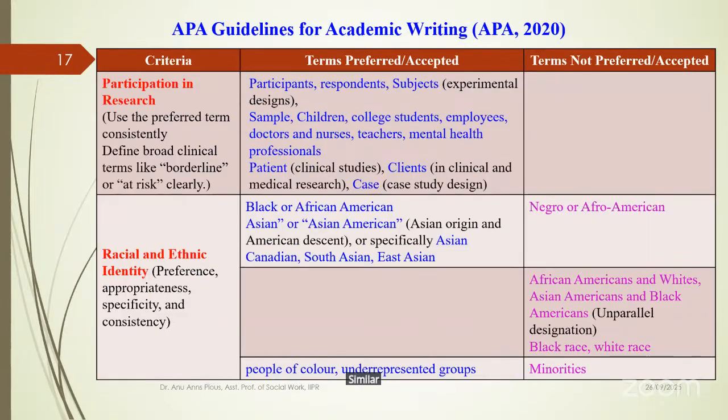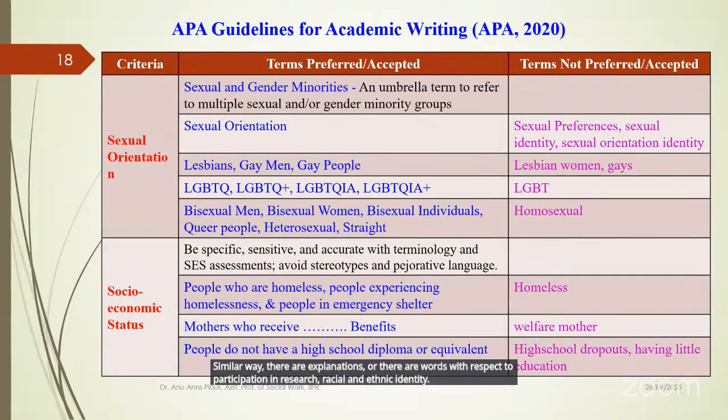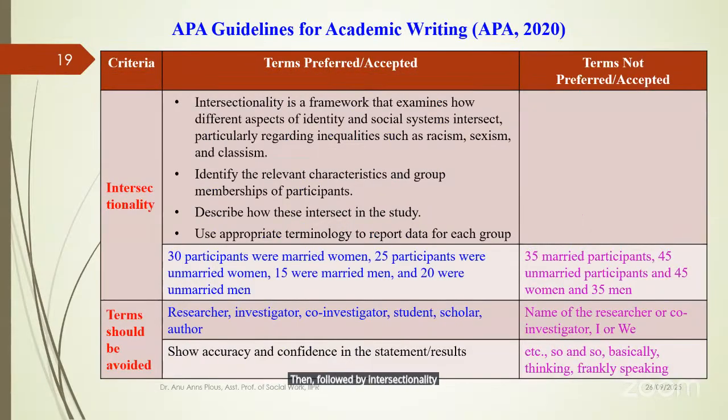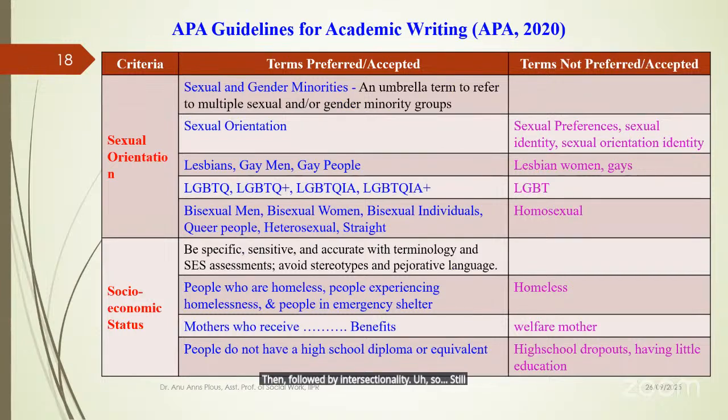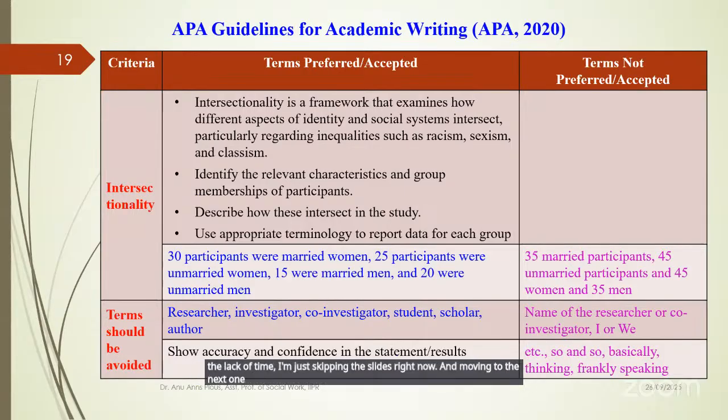Similarly, there are explanations and words with respect to participation in research, racial and ethnic identity, sexual orientation, socioeconomic status, followed by intersectionality. Till here, you can just read and understand. I have given maximum options in my slides, which will help you figure out the right word you can use in your research study. Due to lack of time, I'm skipping the slides right now and moving to the next one, which is intersectionality. That is an important concept in research.